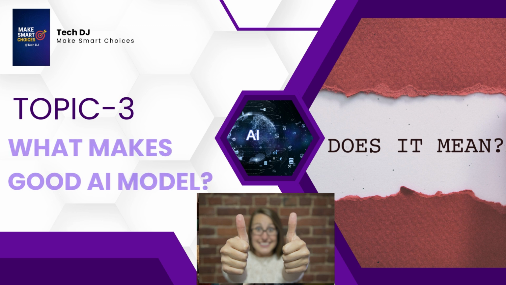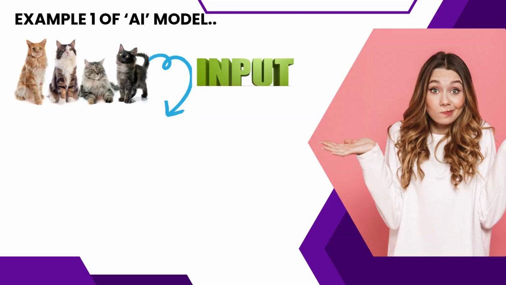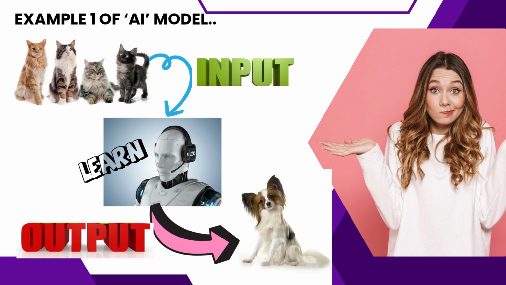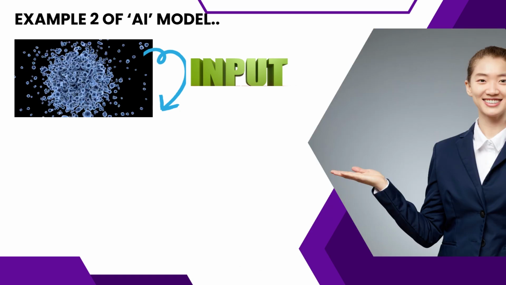Our third topic is the base of what you should know for sure, and it is, what makes a good AI model. Let's take an example. An AI model was trained by showing various images and basic features of a cat. The AI model kept learning, however, when asked to reproduce an image of all that it learnt, it actually drew a dog.